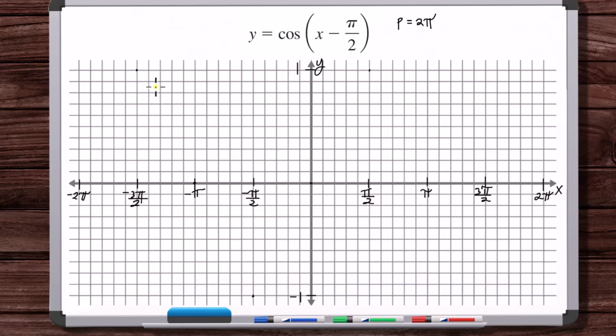Okay, so now let's sketch the curve. All right. Okay, there we go. There's a period. So now let's copy that.